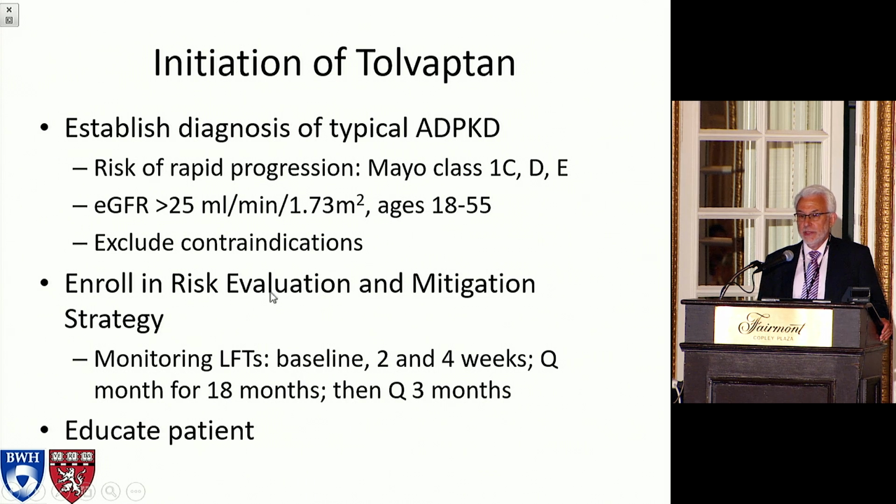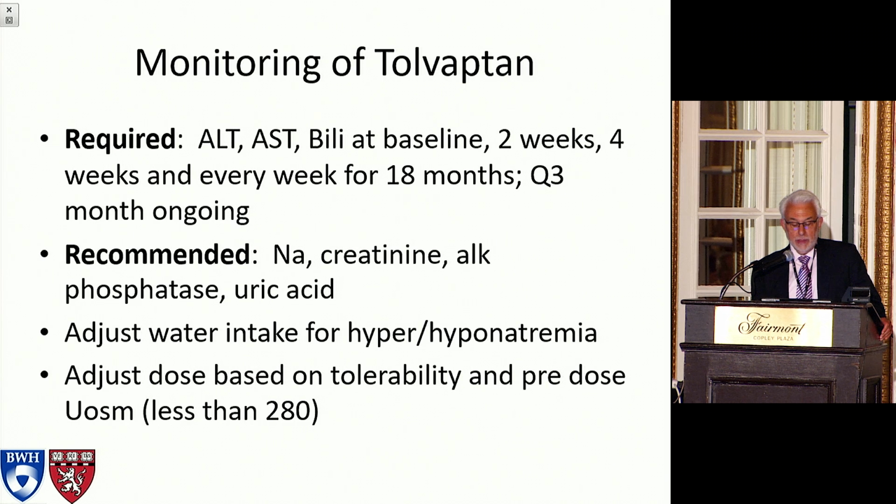Both you and the patient have to enroll in the risk evaluation and mitigation strategy, monitoring LFTs at baseline, at 2 and 4 weeks, every month for 18 months, and then every 3 months forever. You need to educate the patient, this is very important, about what it's like to take tolvaptan, how you manage the polyuria. As I mentioned, the LFT monitoring, typically measure electrolytes, creatinine and uric acid, at least for the first few months. You adjust the water intake for either hyper or hyponatremia.